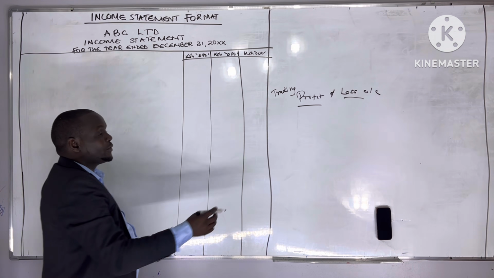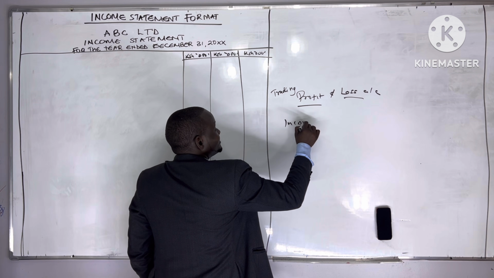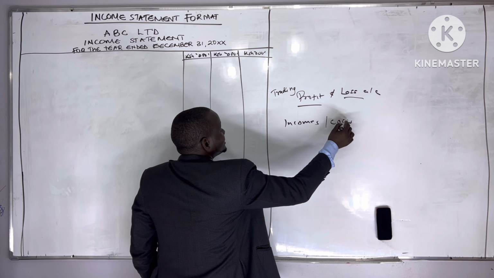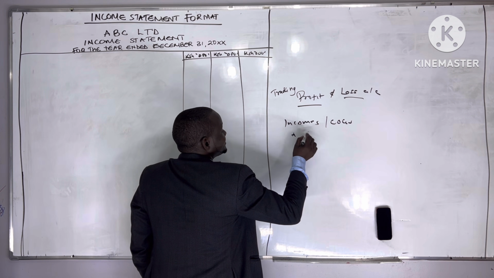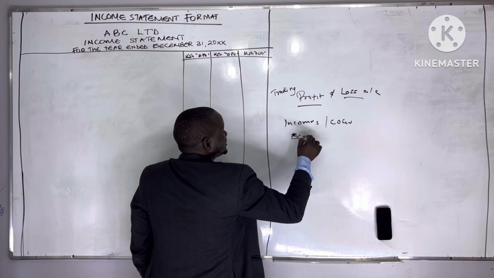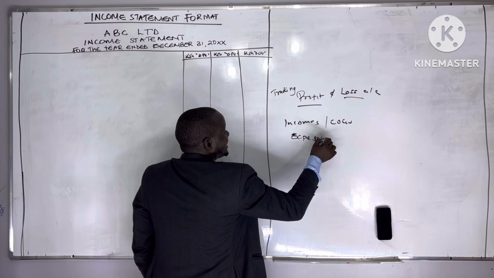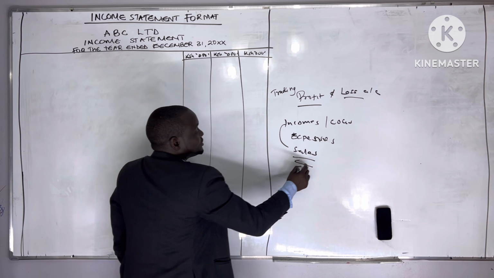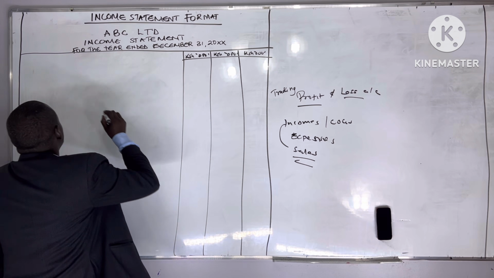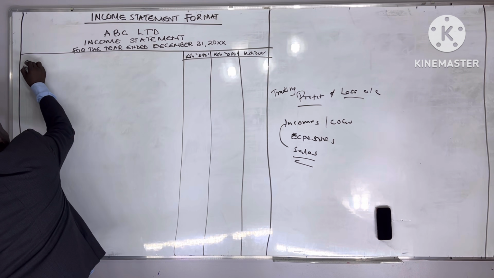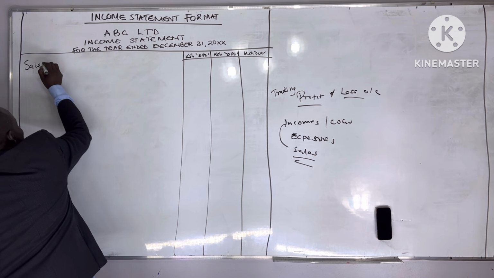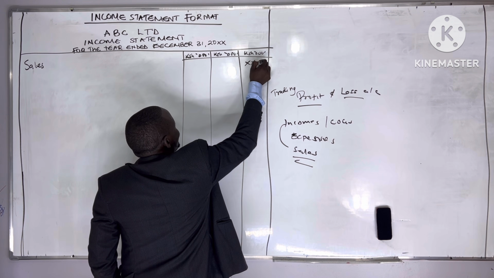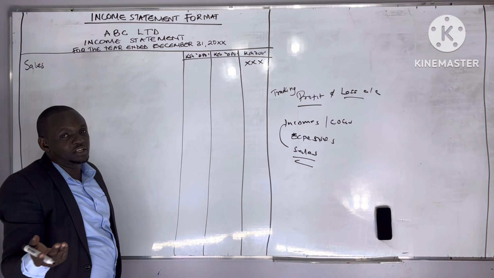So to do so, we must analyze incomes or the cost of goods sold against expenses. So how do we get incomes? Incomes, we get them using sales. So for us to start with that one, here we start with the sales. And the sales figure or amount is posted here. Normally it is a huge figure.